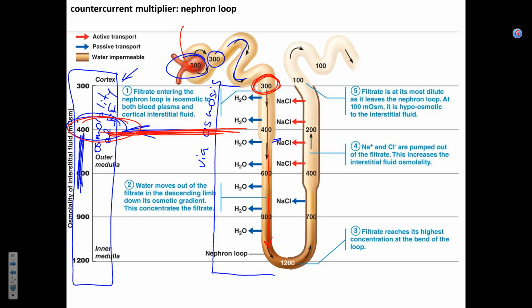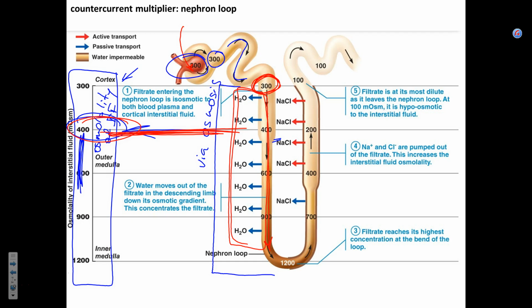At every millimeter, or should I say micrometer, of the descending limb, the osmolality of the filtrate gets equilibrated with the osmolality of the medulla. Does that make sense? At every micrometer of the descending limb, the osmolality of the filtrate gets equilibrated with the osmolality of the medulla by water reabsorption. Water constantly leaves the filtrate and goes back into the medulla. We good?